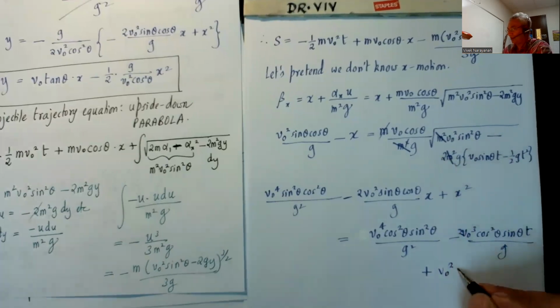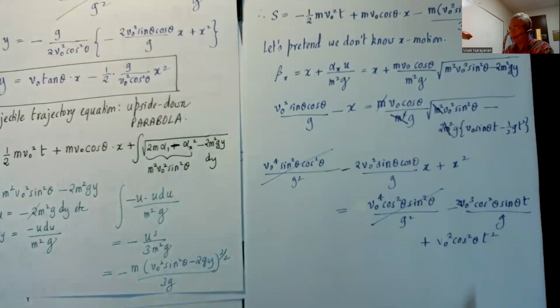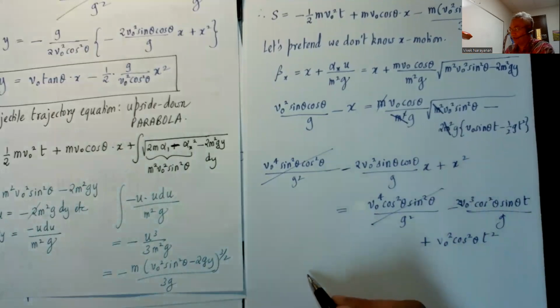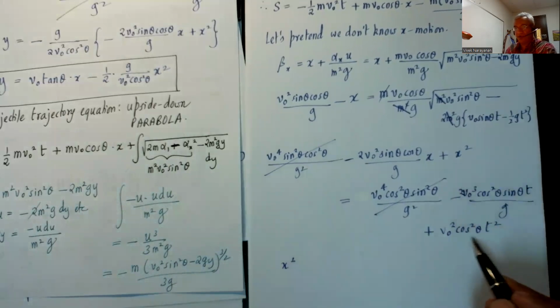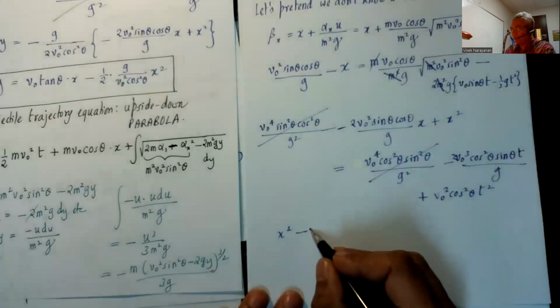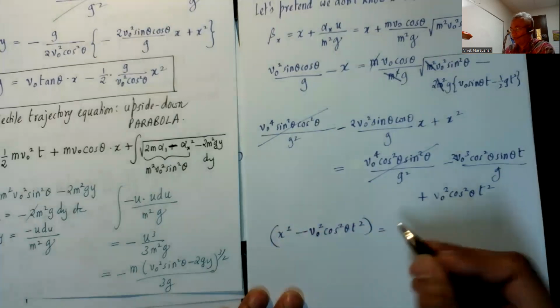V naught squared cosine squared theta t squared. This term cancels out. Very nice. Now I can write this as the following: x squared, and then this term I can bring to the left. So x squared minus v naught squared cosine squared theta t squared is equal to all the rest.